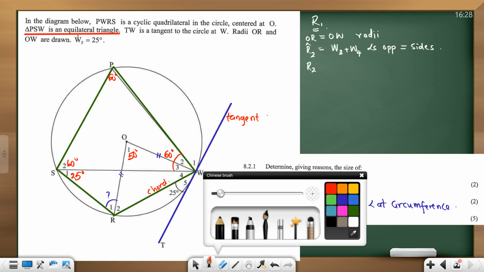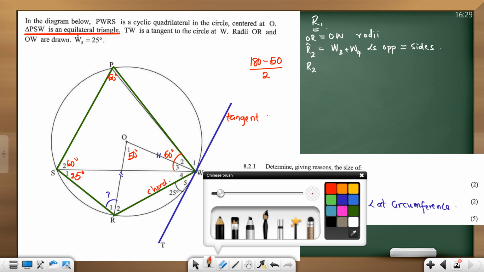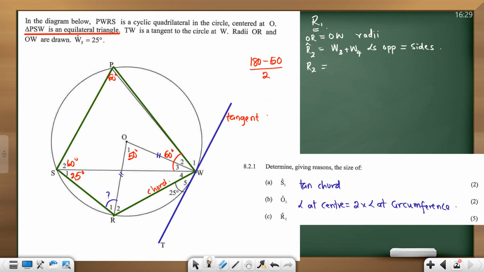Okay, that's a long way. Just say 180 minus 50, right? And then we divide that by 2, which would give us what? 65, I think. 65? Yes, sir. Okay, guys, beautiful. You are moving perfectly. Next.